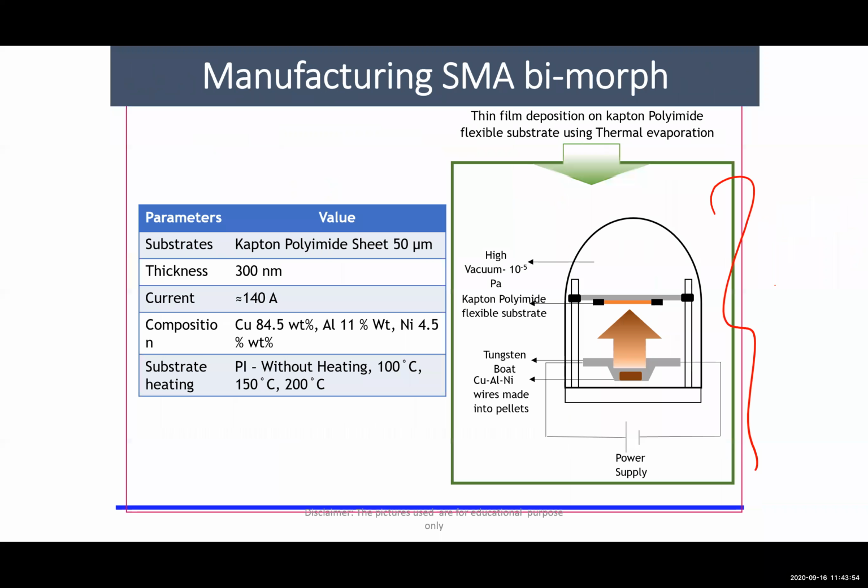In fact, we went for a simple thermal evaporation unit. In this thermal evaporation unit, we attempted binary, ternary, and quaternary alloys. What we made is a fused pellet. We kept that pellet in the substrate, heated it, and went for a deposition. So that is the idea we have employed in this.